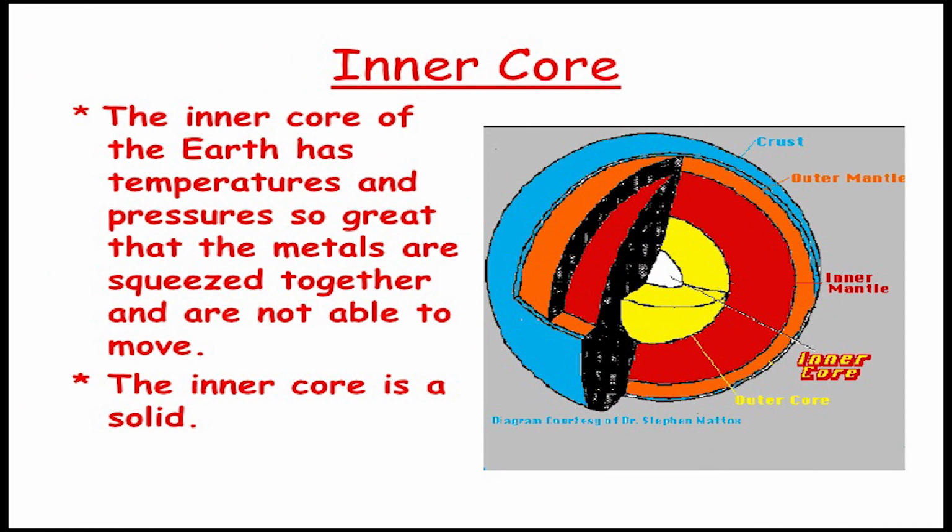Inner core. We have made it to the Earth's inner core. It is also rich in iron and nickel, but the inner core is so deep that it's under tremendous pressure. The pressure, in fact, is so great that even though it is extremely hot at over 5000 degrees Celsius, it is solid. That is as hot as the surface of the sun.